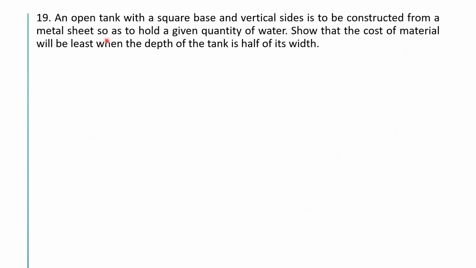Next question, an open tank with a square base and vertical sides is to be constructed from a metal sheet so as to hold a given quantity of water. Show that the cost of the material will be least when the depth of the tank is half of its width. So here it is given an open tank with a square base again and vertical sides. It has to be constructed from a metal sheet to hold a given quantity of water. We have to show that the cost of material is least when the depth of the tank is half of its width.